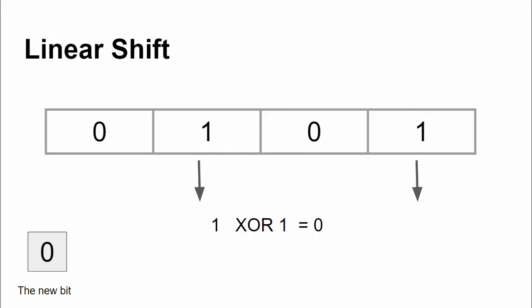So 1 XOR 1 is a 0 because they both are the same value. In order to get a 1 out, only one can be a 1. So the new bit was a 0. And I'm just going to store that down there at the bottom left.